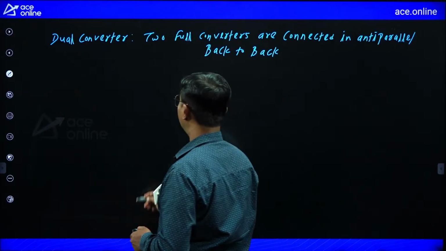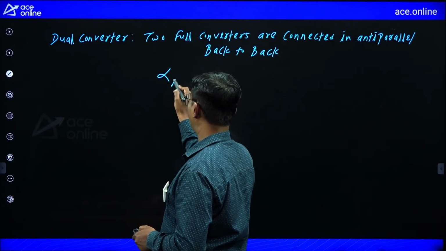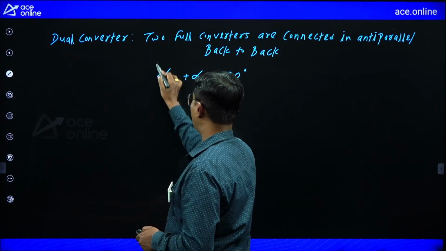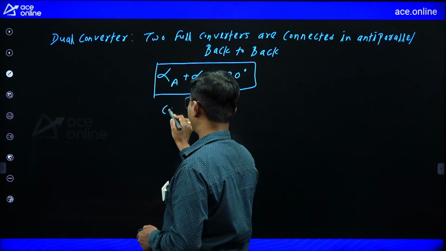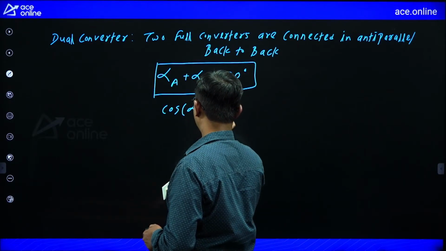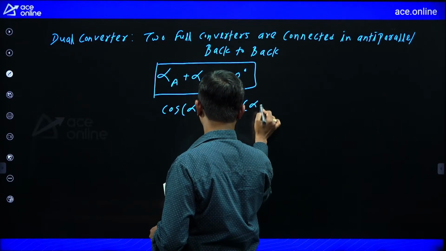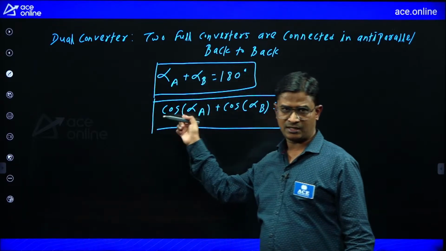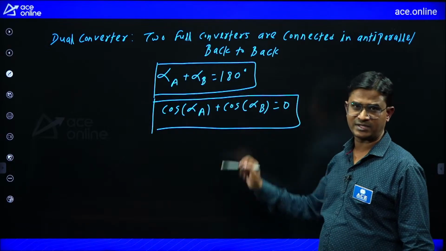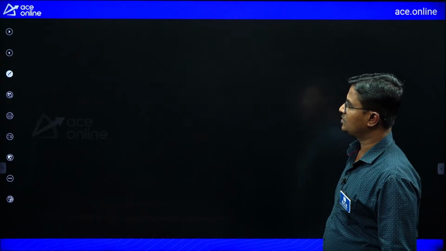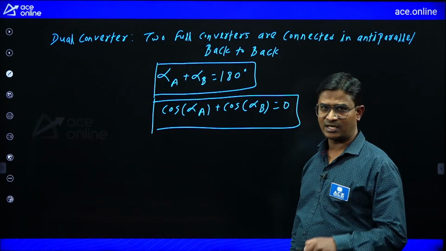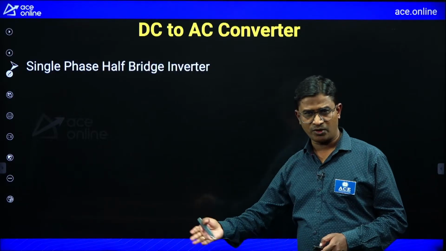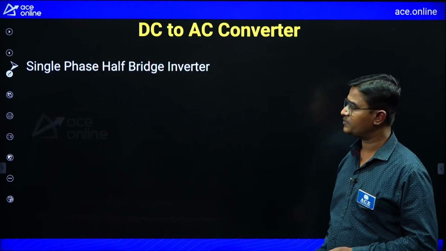Regarding the dual converter, one expression is important. Alpha A plus alpha B is equal to 180 degree, or cos alpha A plus cos alpha B is equal to 0. These expressions are important. Based on this they have asked questions even. So these are the important points related to the AC to DC converter. In short I am trying to give you the important points here, because we are going to discuss some numerical problems also.